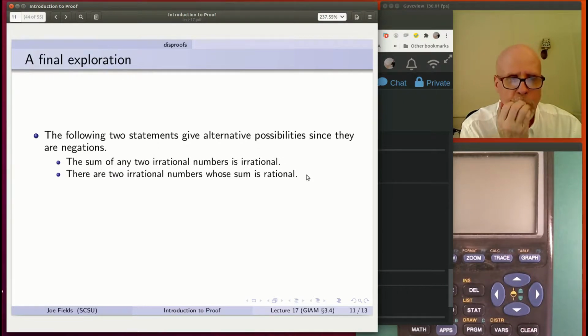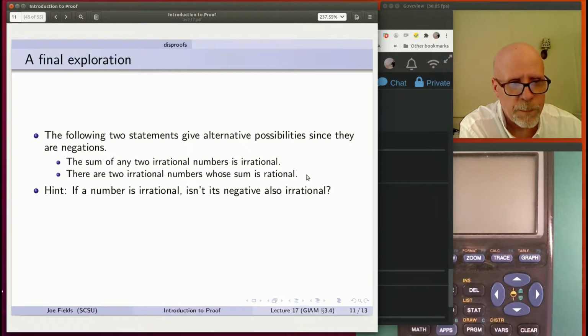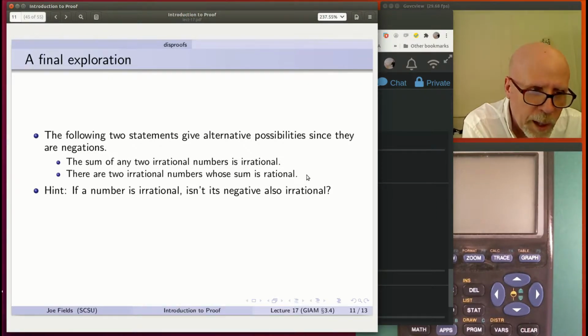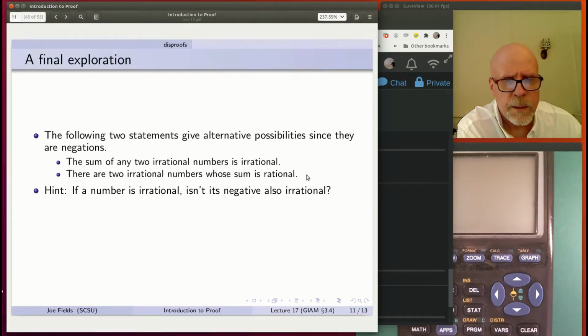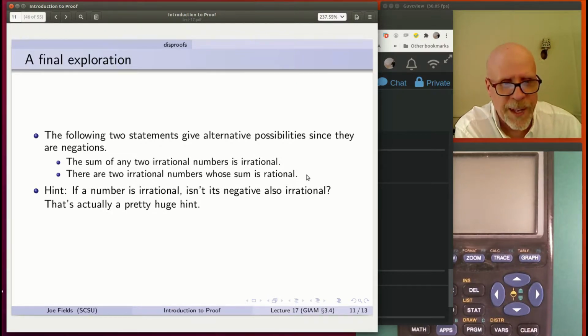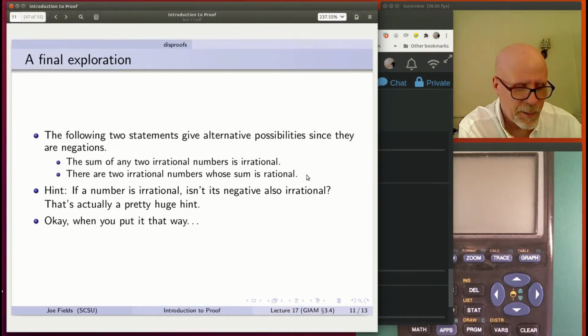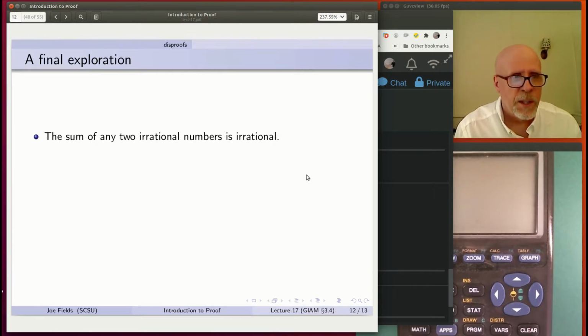Well, what do you think about that? Which one is real and which one is fake, false, wrong? Probably a little bit surprising, it's the first one that's wrong. And let me say why. And there's a hint. If a number is irrational, isn't its negative also going to be irrational? You see why that's such a good hint? It's huge, right? Okay, well, to put it that way, here's the real deal.